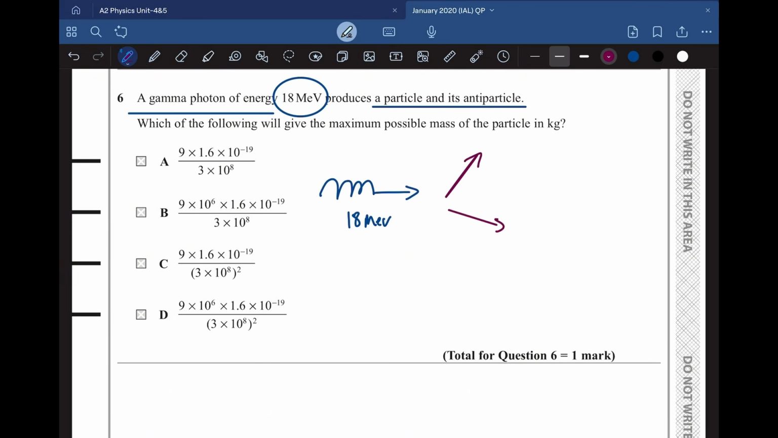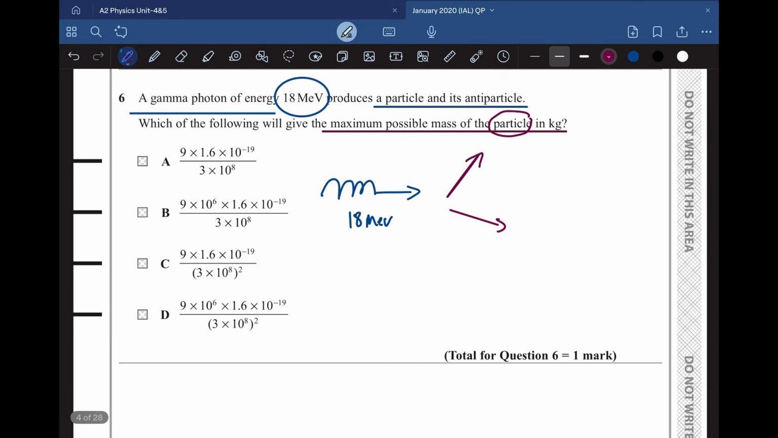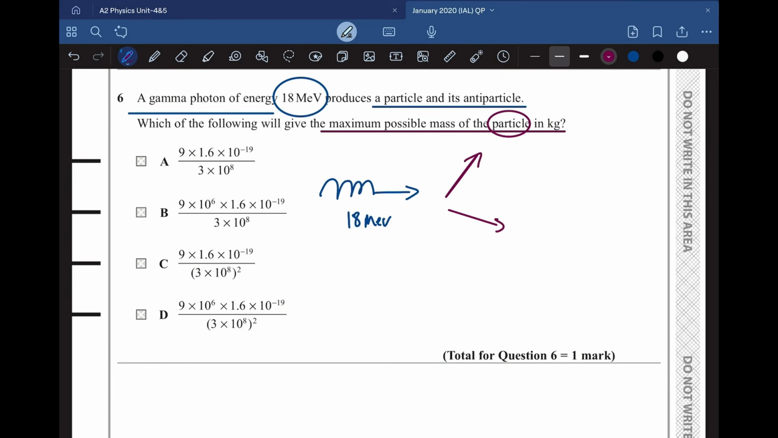So let's say these two particles will have mass, because you have created a particle, so that particle will definitely have a mass. They have asked us the maximum possible mass of the particle. So it is saying of one particular particle, not both the particles. So let's say this is the particle and this is the antiparticle, and we know the two particles will get an equal share of the energy. So they will have 9 mega electron volt each. This is the energy that they have got from the gamma photon.